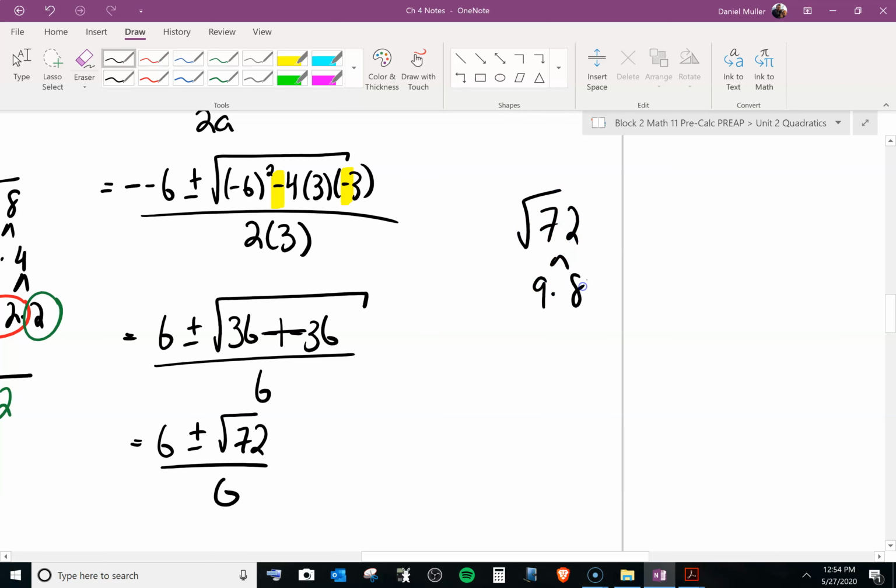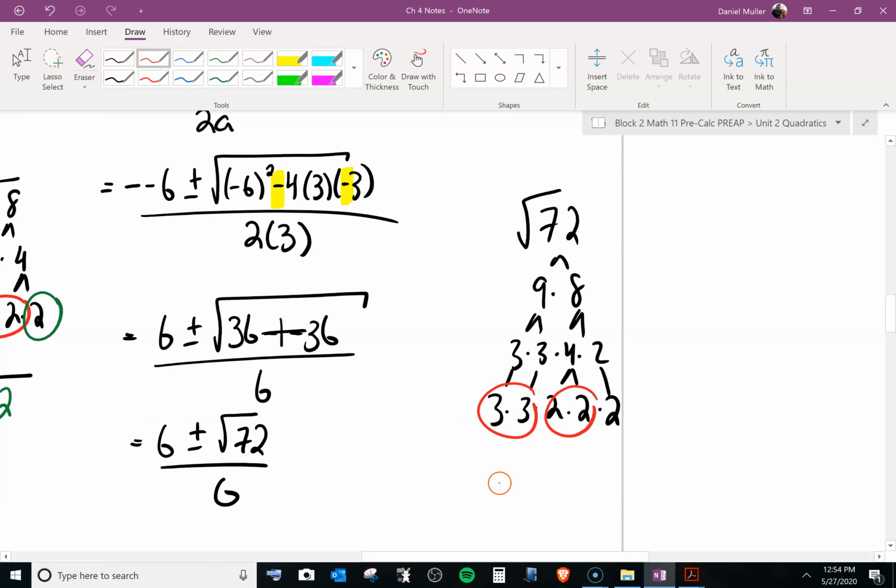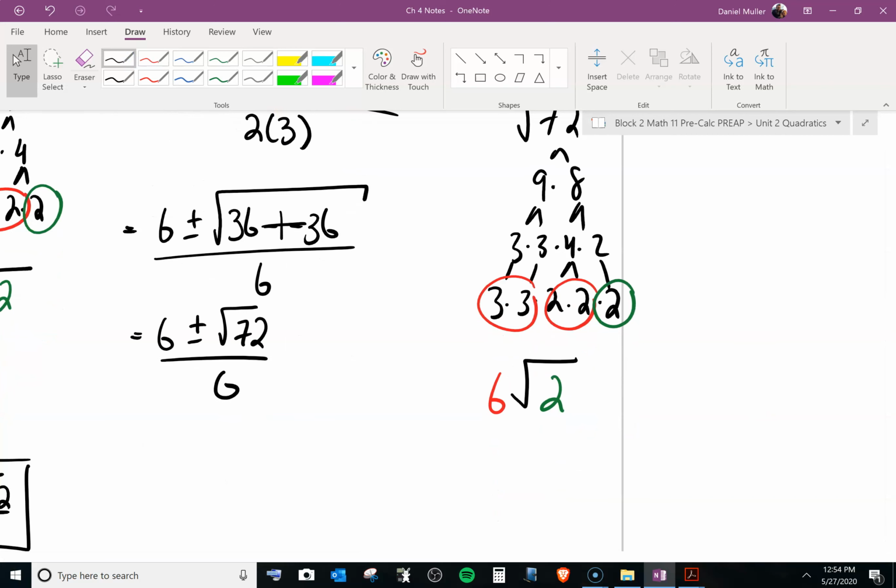Now that's 9 times 8. 9 is 3 times 3. 8 is 4 times 2. But this 4 can come down to a 2 and a 2. So that's a 3, that's a 3, and that's a 2. So I have a pair of 3s and a pair of 2s, which is 3 times 2 is 6. And anything left over, just a single 2. So this equals 6 plus or minus 6 square root 2 all over 6.